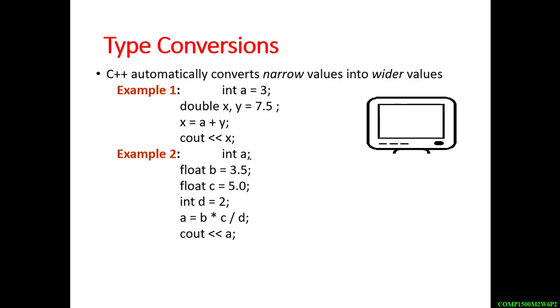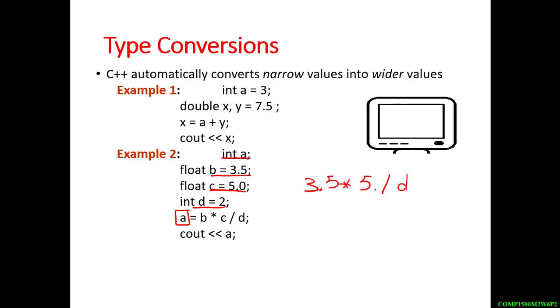This next one is a little bit tricky. You need to be careful. Integer a, then we have float b is equal to 3.5, float c is equal to 5, integer d is equal to 2. What is the type of a? A is an integer. So let's do the calculation here. B is equal to 3.5 multiplied by C, which is equal to 5, divided by D. So what is 3.5 multiplied by 5?